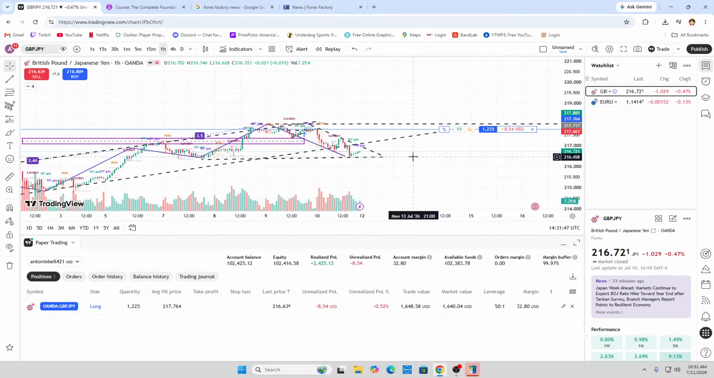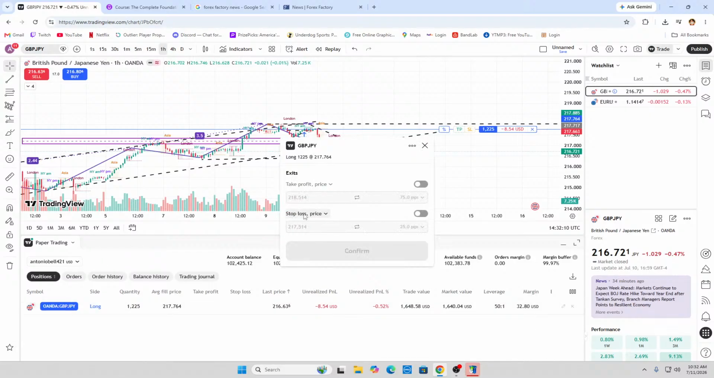216.3. It's fine. Bro, I don't understand this because I literally put my TP. I swear I put it in. Stop loss. Bro, let's put it right now. I'm trying to get out of this trade. I'm gonna be okay with a loss.